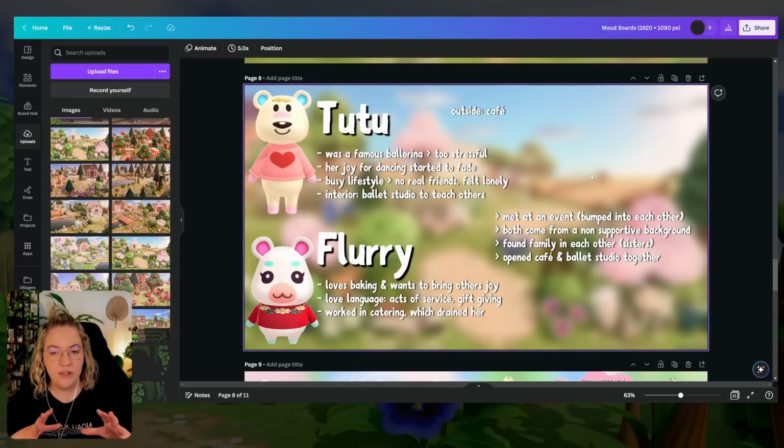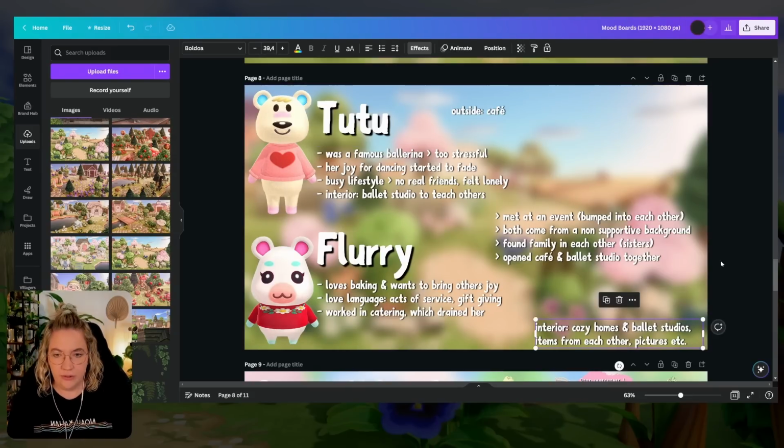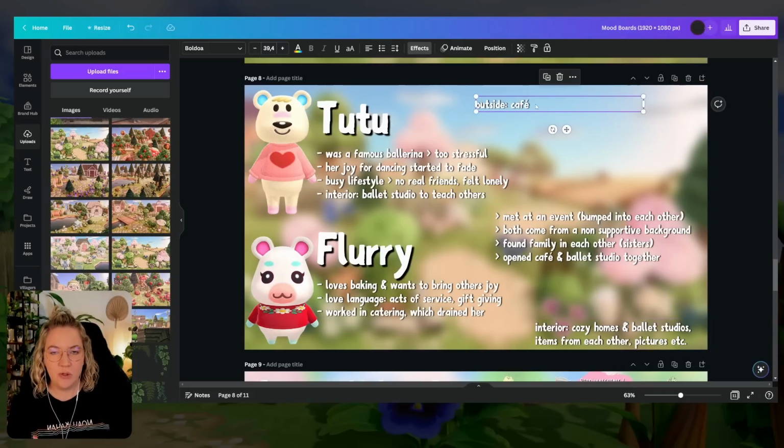And I think the ballet studio is going to be mostly Tutu's interior, and then maybe we could do like a few cute details, whereas, you know, she left some ballet slippers at Flurry's place, or they both have like pictures of each other up, you know, those types of things to really drive that relationship home. Right, so that just as a little note for me in a second. And then the outside is going to be mostly the cafe.